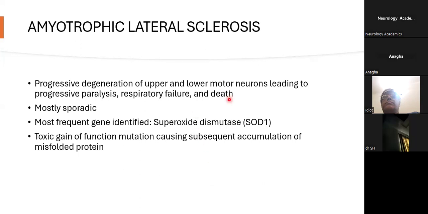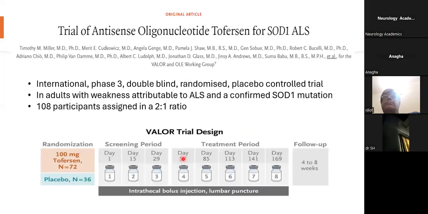Another disease in which genetic therapy is approved is amyotrophic lateral sclerosis. It is a progressive degeneration of UMN and LMN neurons, resulting in progressive paralysis, respiratory failure, and death. The most frequent gene identified is the superoxide dismutase gene, or the SOD1 gene. With the SOD1 gene, there is a toxic gain-of-function mutation causing subsequent accumulation of misfolded protein. And the medicine that is tried in SOD1 positive ALS is tofersen.